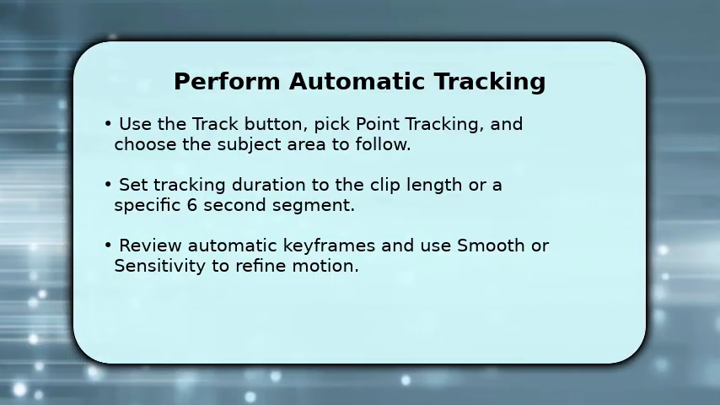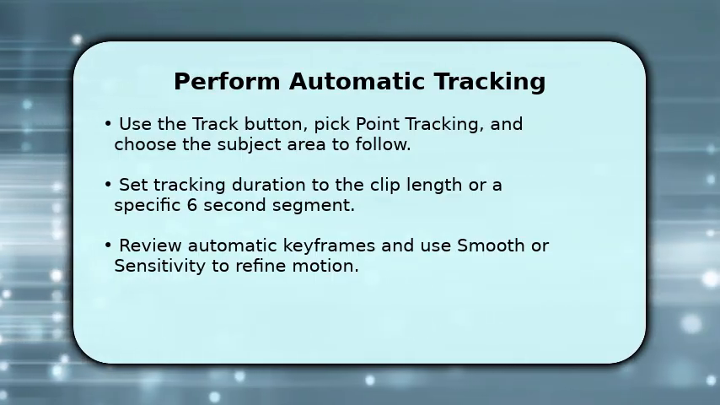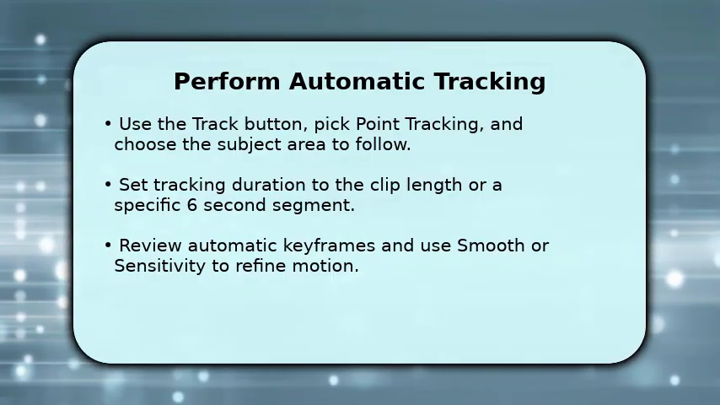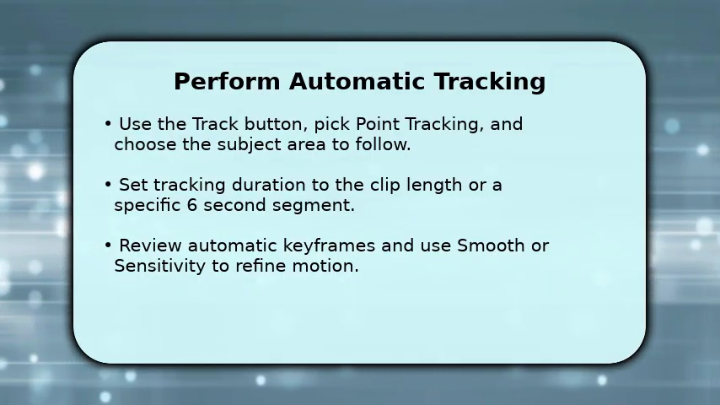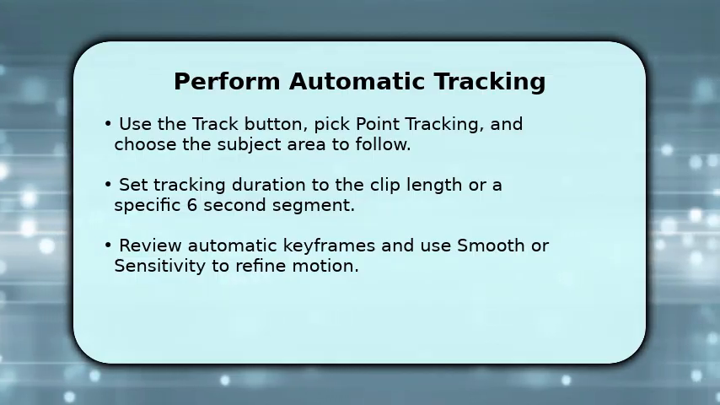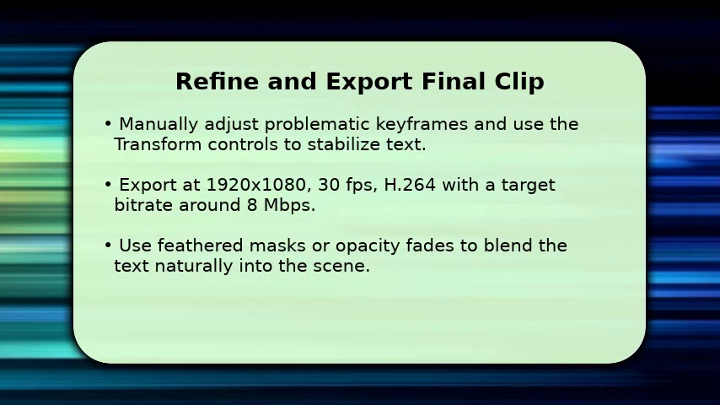Click Start to let Capcut analyze frames and generate keyframes for every frame or every few frames. After automatic tracking finishes, if the automatic track has errors, switch to the keyframe view and nudge the text position frame by frame. Use transform controls to adjust scale and rotation so the text matches perspective consistently.